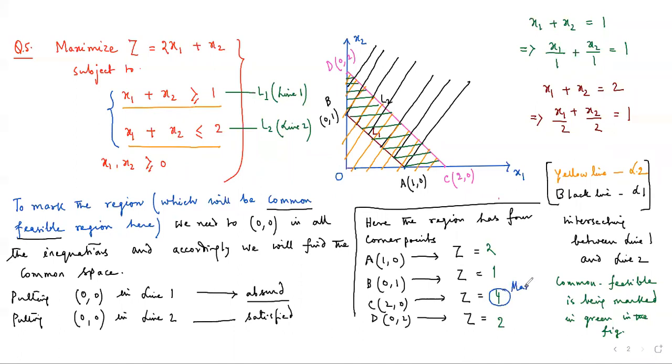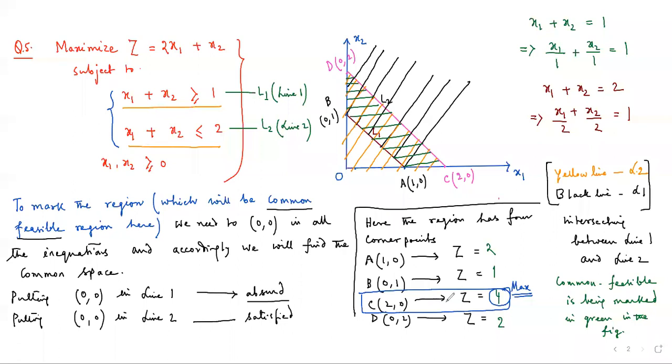This is the maximized value. So this is my solution of the given problem. The maximum solution is 4, and the corresponding coordinates are 2, 0. This is the solution of the problem given in question number 5.